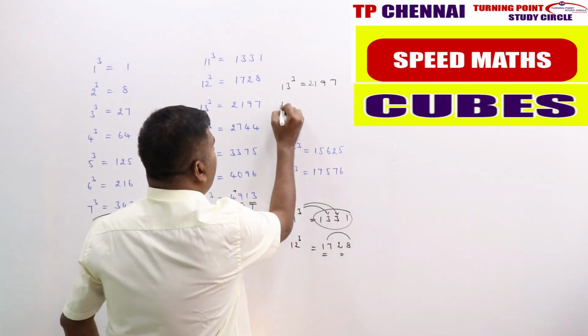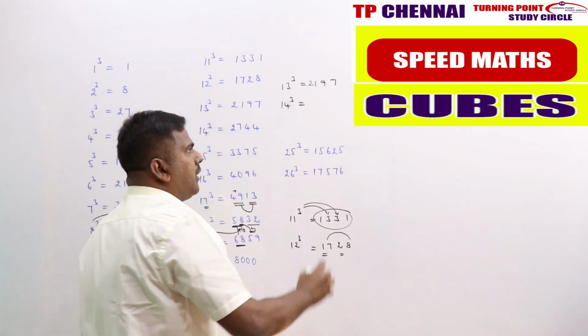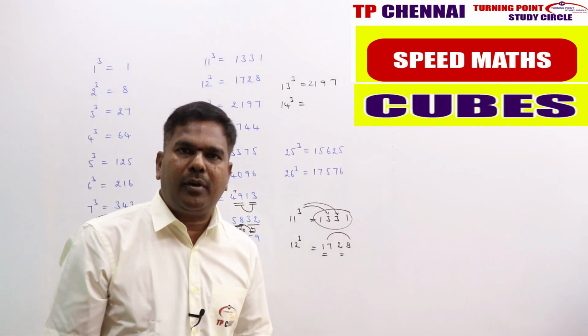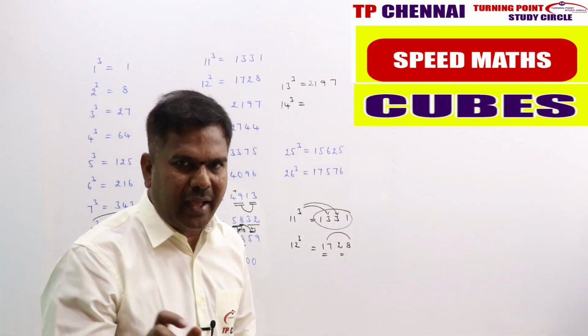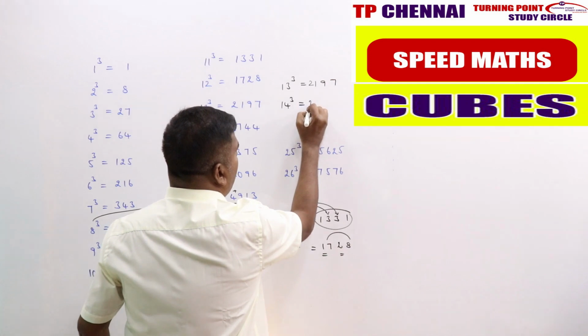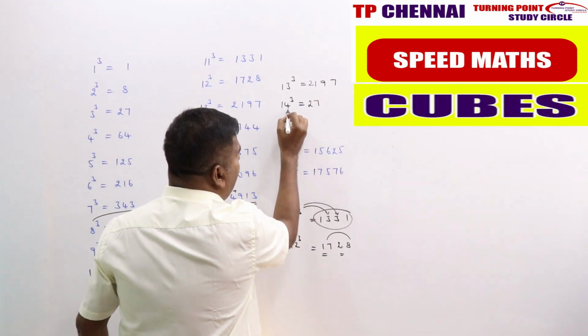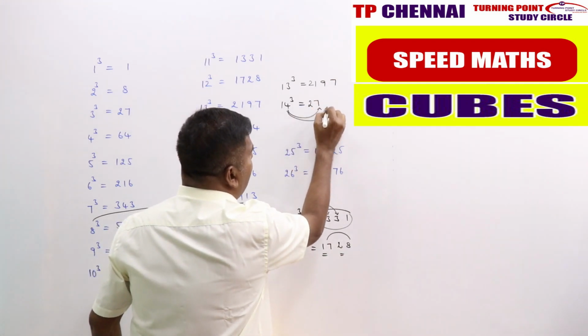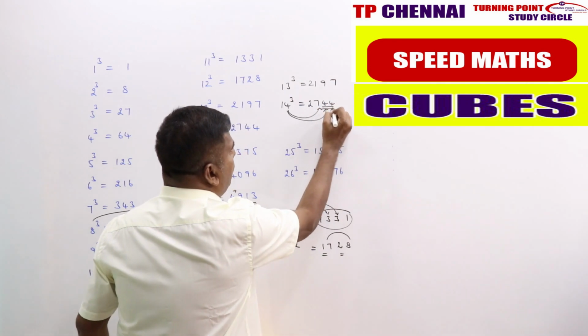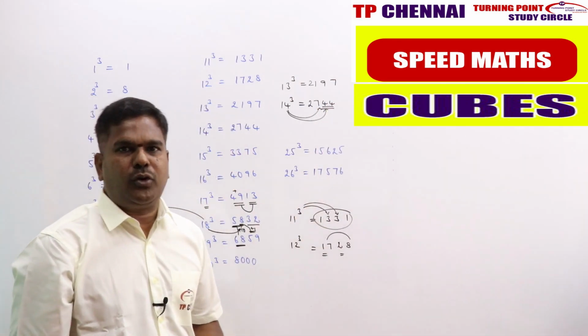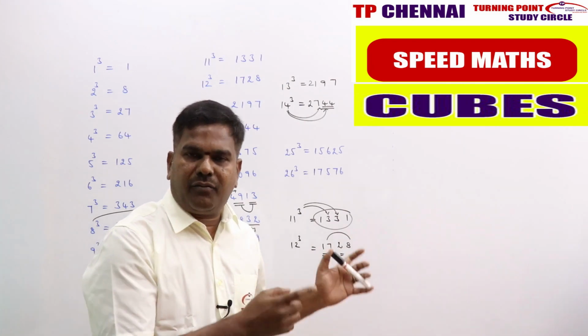And 14 cube. 14 cube starts with 3 cube. Now what is 3 cube? 14 cube starts with 3 cube as the first 2 digits. That is nothing but 27. In 14 cube, 4 is there now. You need to put 2 4s as the last 2 digits. So we can easily remember 14 cube.